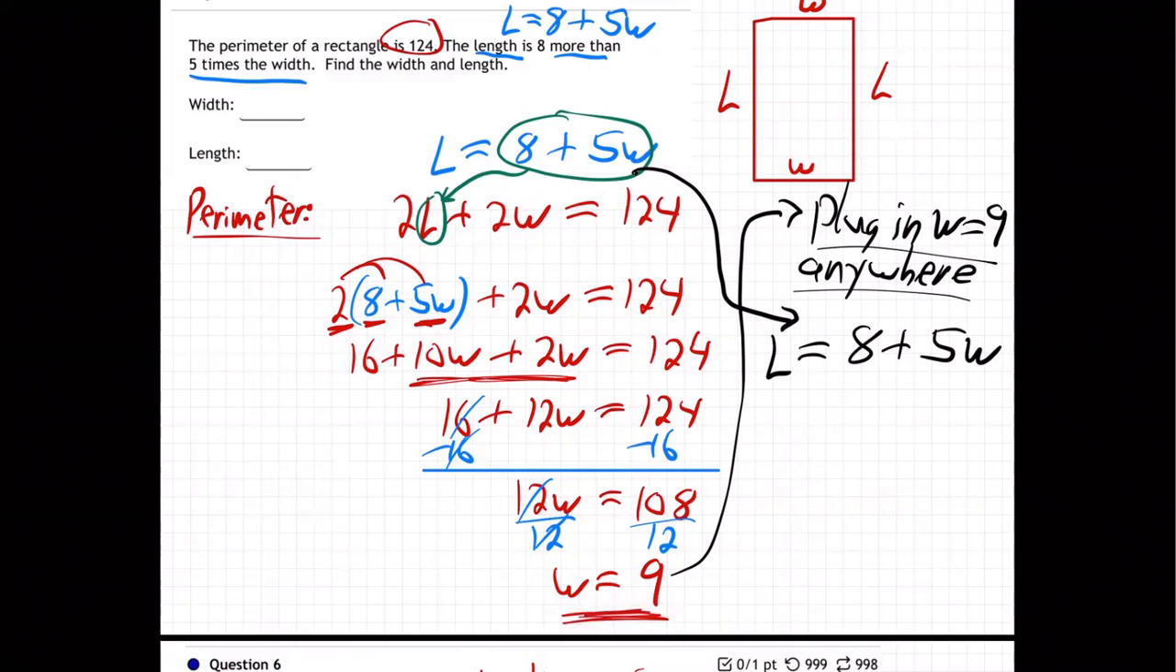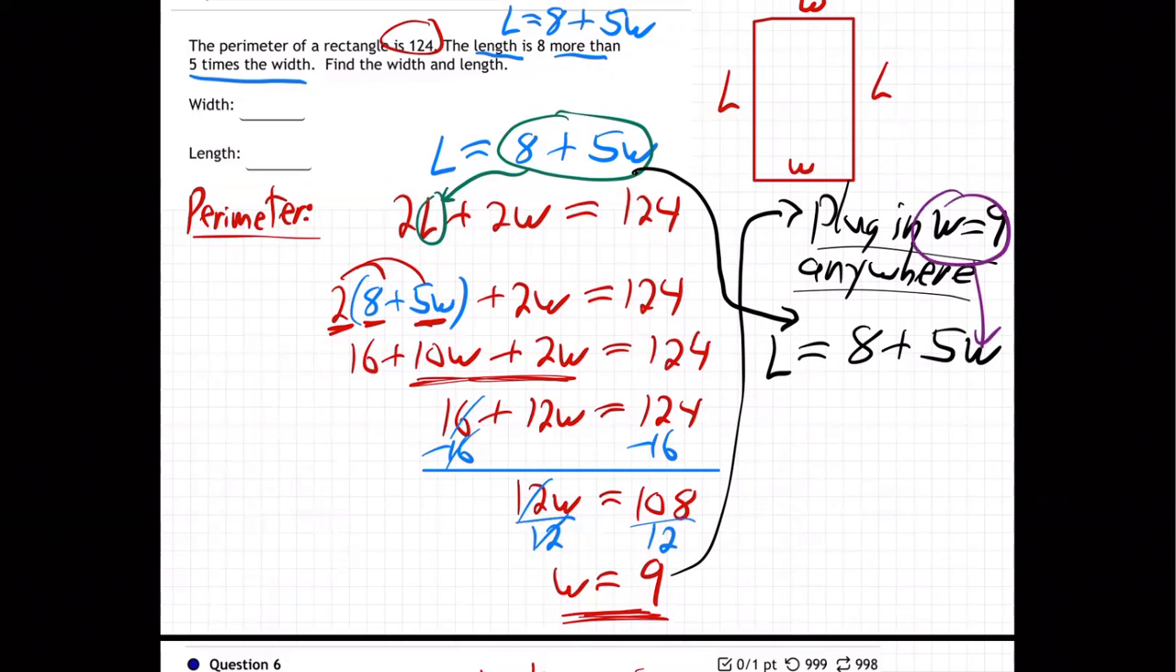Now, the easiest place, the quickest thing to do, since you've already got W and you're trying to find L, is to plug into the one that's got L alone already. Plug into the equation that's got L alone. Now, if you plugged into the other equation, it would still work. You just have more work to get there. It's going to be easier to plug into the one that's already got L alone. So plug in right there. W equals 9.